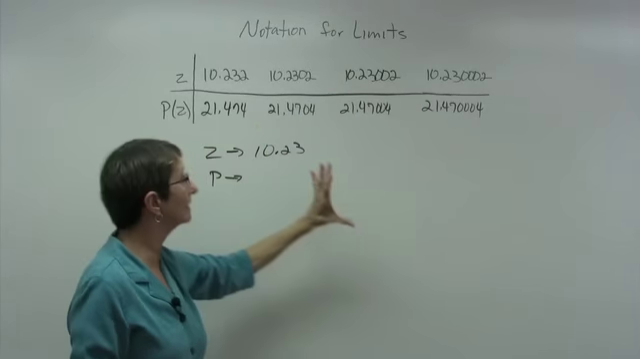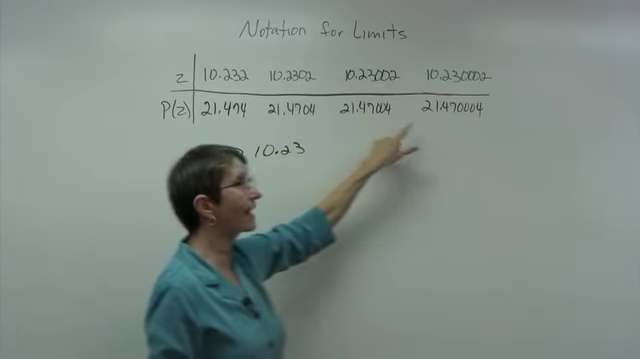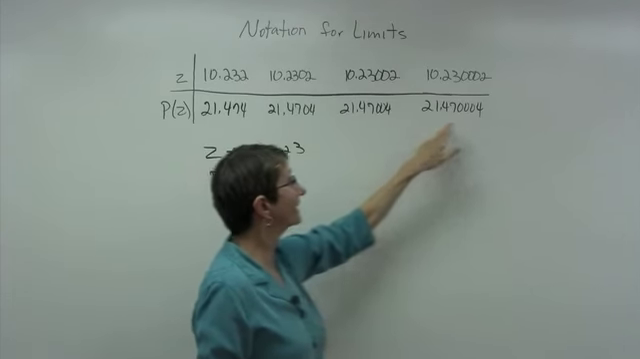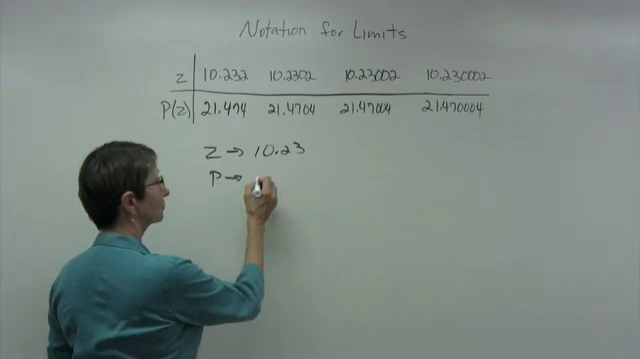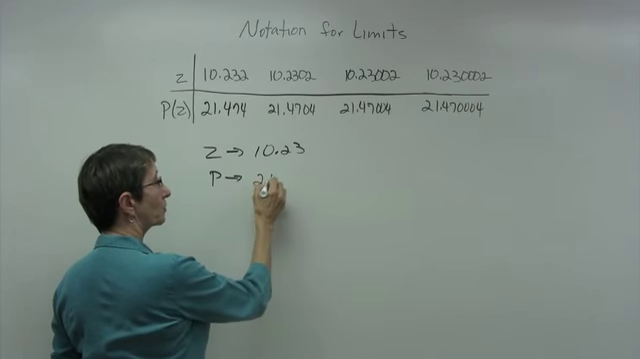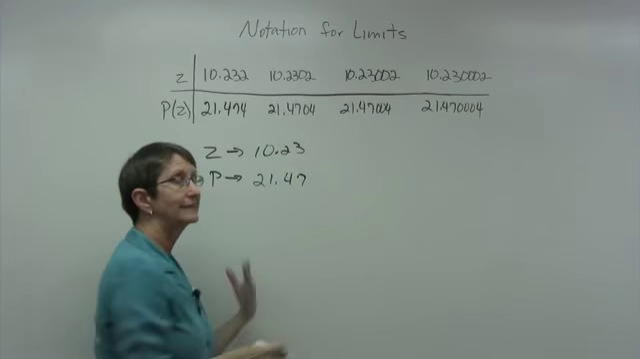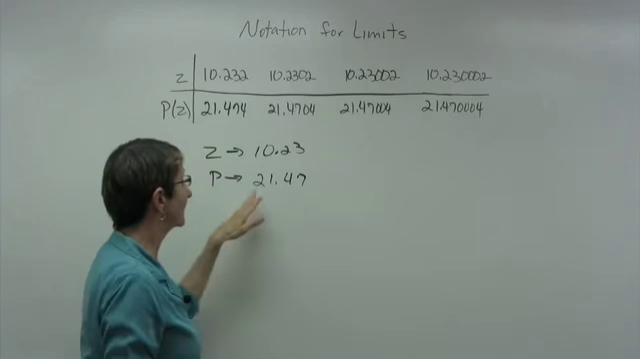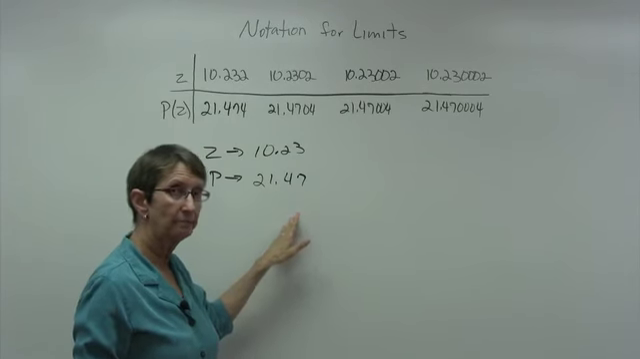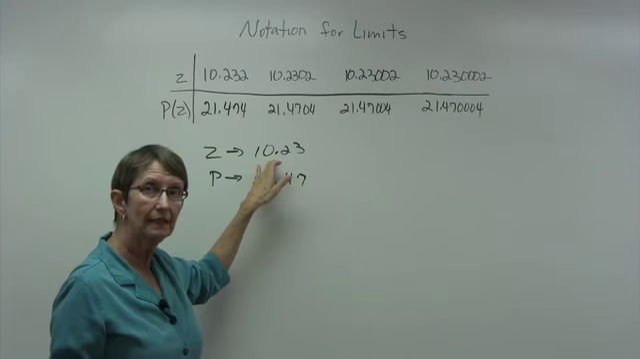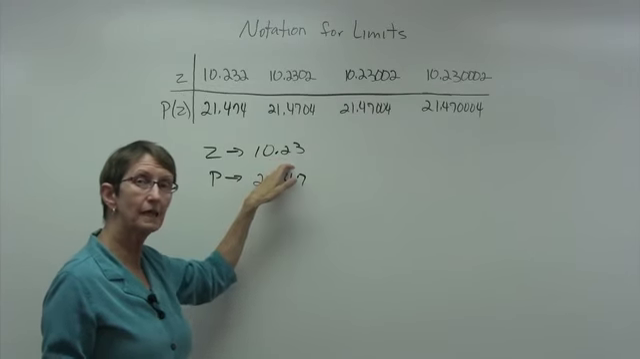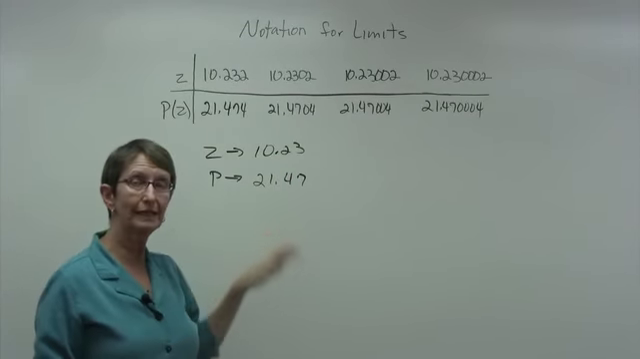that are constant, and the rest after that are the numbers that are getting infinitely close to 0, so that my p-values are approaching 21.47. Now it says they're approaching. It never says it's going to actually equal that. And it doesn't say that z is going to equal 10.23. It says z is approaching this number and p is approaching this number.